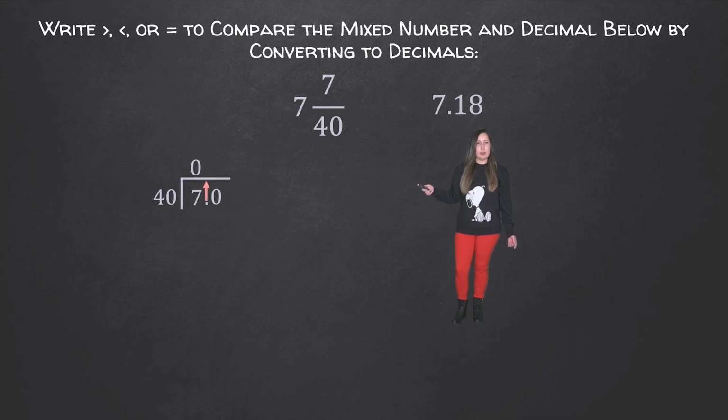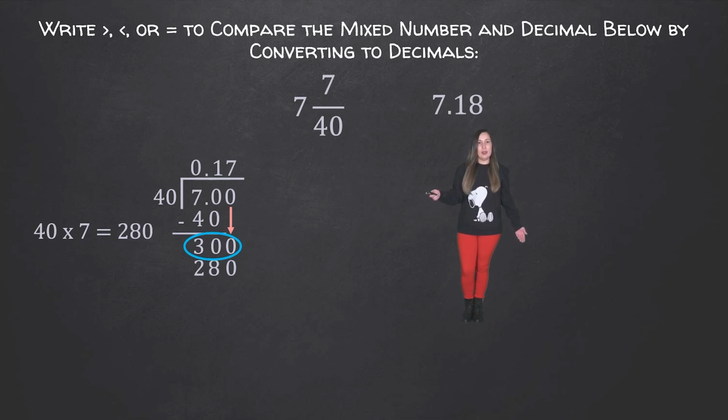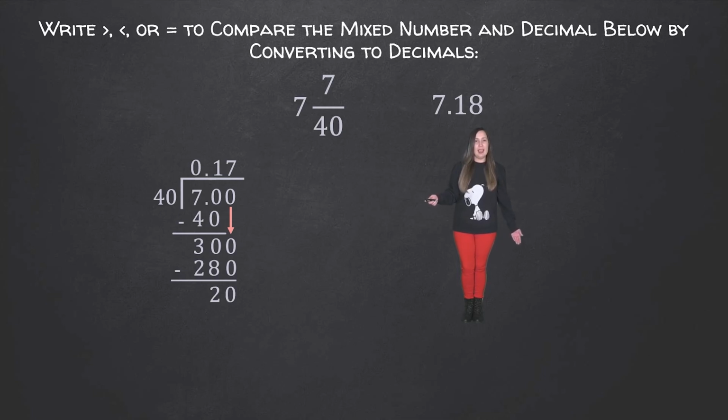Make sure you bring the decimal point up, and then we ask ourselves, how many times does 40 go into 70? 40 goes into 70 one time because 40 times 1 is equal to 40, and that's as close as we could get without going over. 70 minus 40 is equal to 30. Let's add another 0, bring it down, and then we ask ourselves, how many times does 40 go into 300? And well, that would be 7 times because 40 times 7 is equal to 280, and that's as close as we could get without going over. So we're going to subtract 300 minus 280, and we're going to get 20.